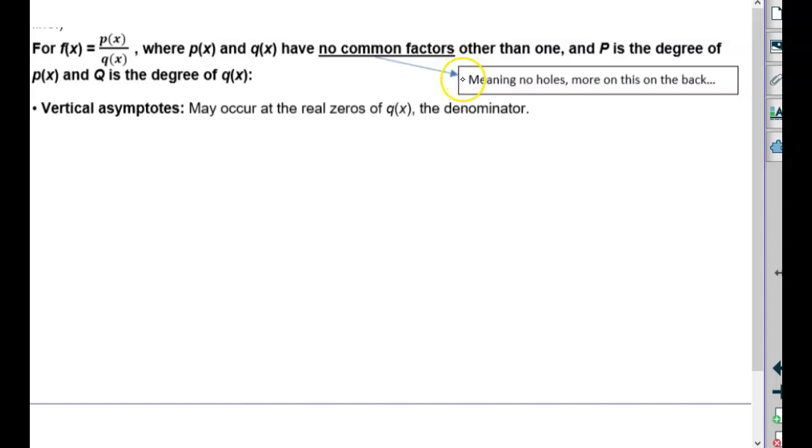Other than 1 would go into both of them. And P is the degree of the top and Q is the degree of the bottom, okay? Then all of the following rules will be true. If there are no common factors, it means they don't have a hole, okay? And we're going to talk about that when we get to the back of the worksheet.